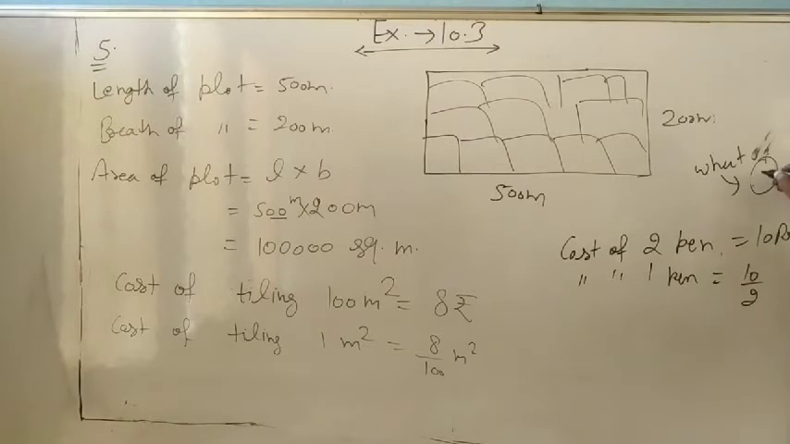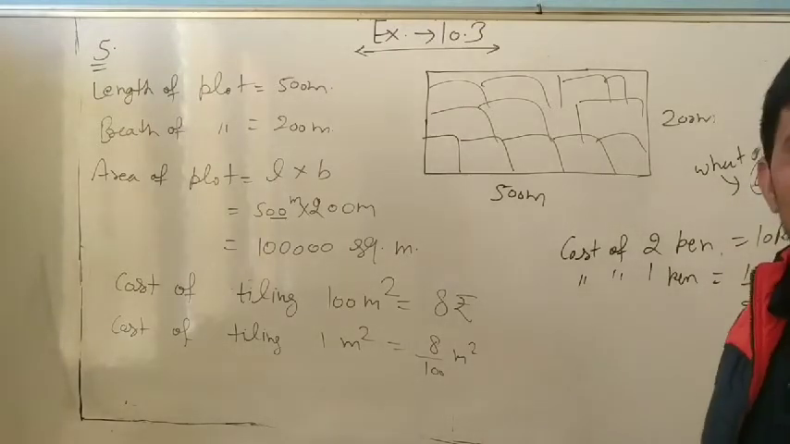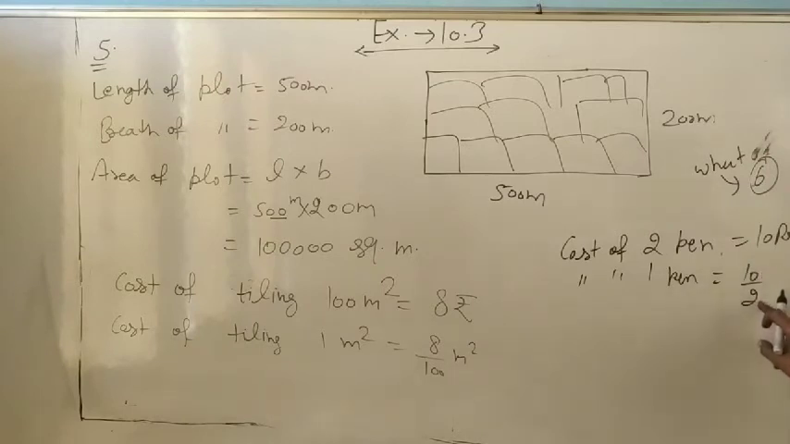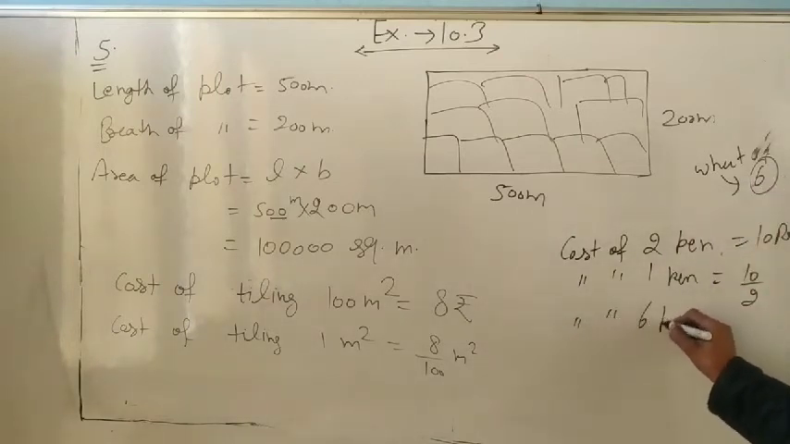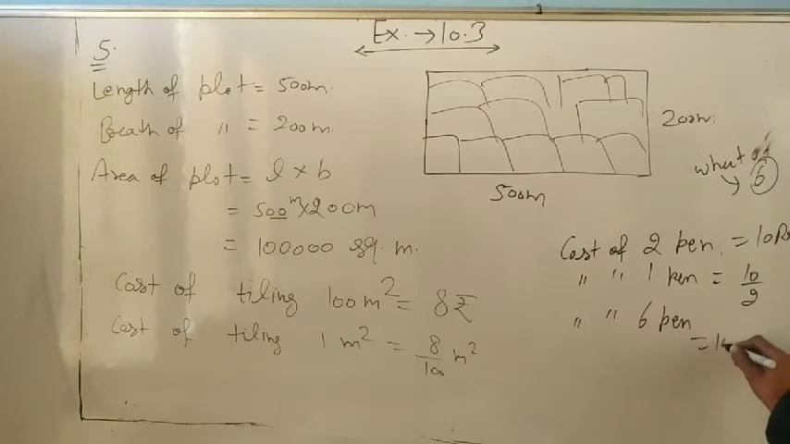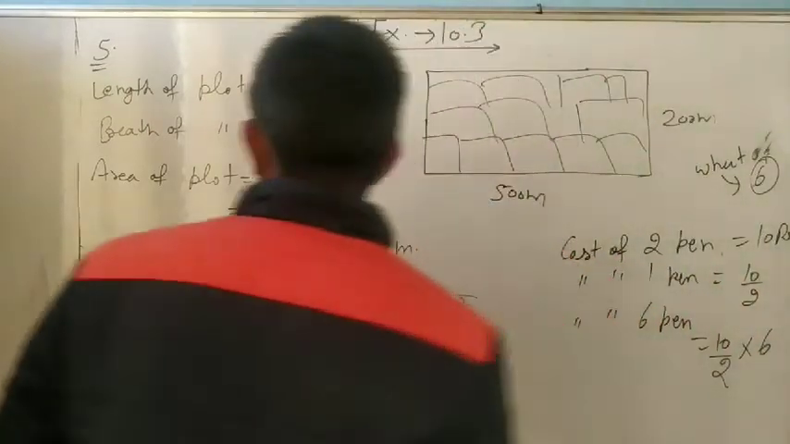Suppose cost of 6 pen. What is cost of 6 pen? So first we will find what is cost of 1 pen. 1 pen, 10 divided by 2, 5. Cost of 1 pen is 5 rupees. Cost of 6 pen is 5 into 6. So cost of 6 pen is 10 divided by 2, multiply 6, like this one. Same as it is here.